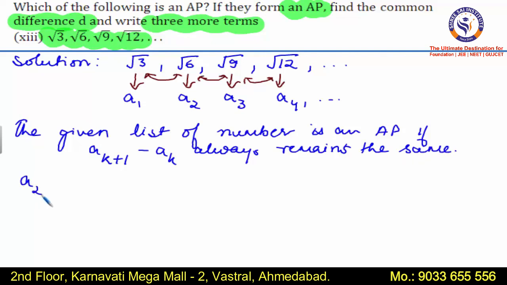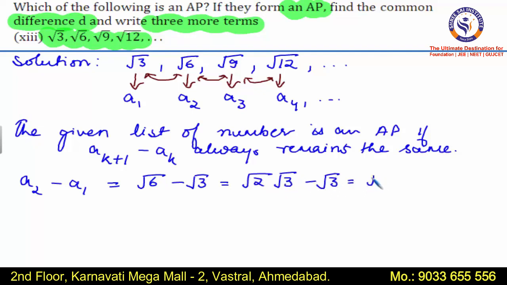Let us first find out A2 minus A1. So this is equal to square root of 6 minus the square root of 3. Square root of 6 can be written as square root of 2 into square root of 3, minus the square root of 3. This is equal to square root of 3, and inside the bracket we have square root of 2 minus 1.